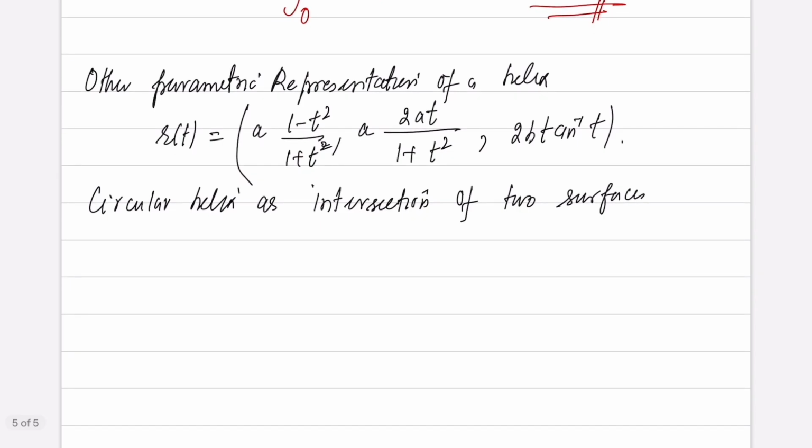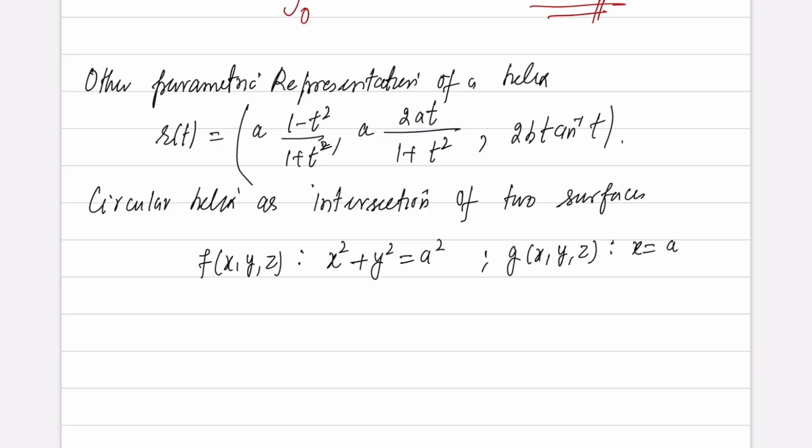Here we have the two surfaces. The first one is f of x y z, which is given by the equation x squared plus y squared is equal to a squared, and the second is g of x y z, which is defined as x is equal to a cos (z by b). Now this will also represent a helix as the intersection of these two surfaces. So the first surface is the circle with radius a, and the second surface is this thing.